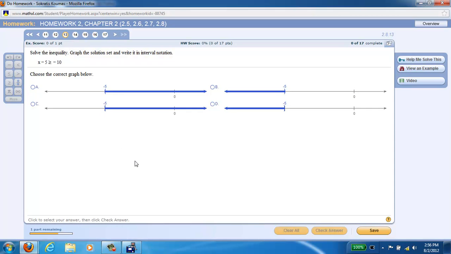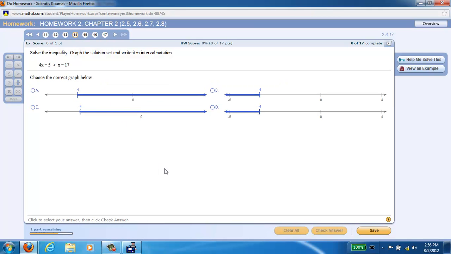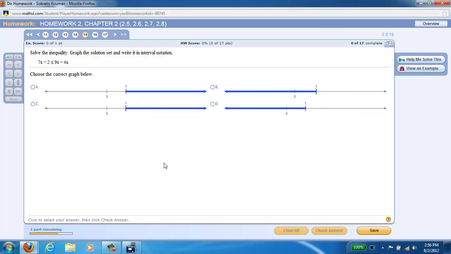Problem 13, you solve for x and then you continue. Now you have the equal sign, so you have to use a bracket. The next one, you have to bring the x to the left side, the number to the right side, and then again you have to use a parenthesis. You don't have the equal sign. While for number 15, you follow the same steps, but you have an equal sign, so you have to use a bracket.